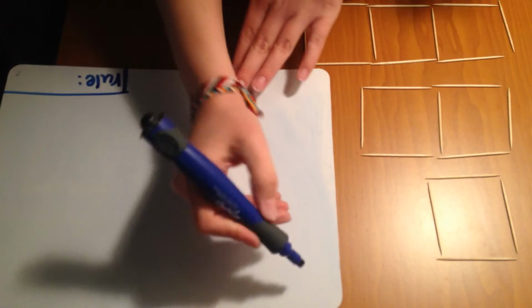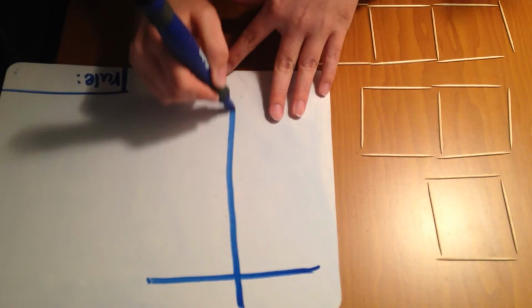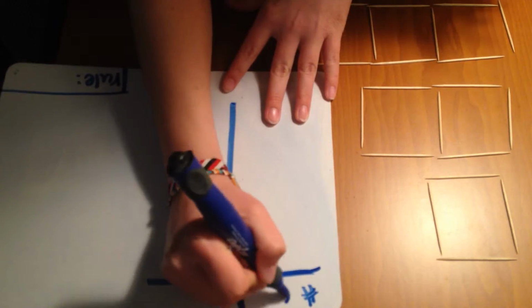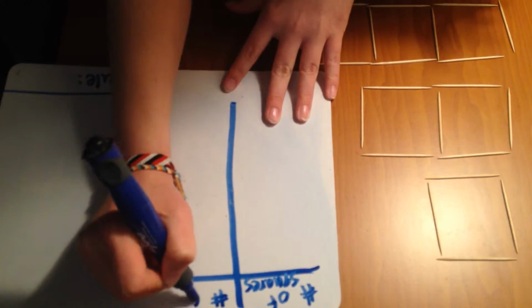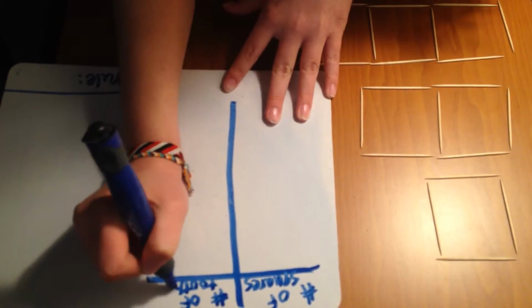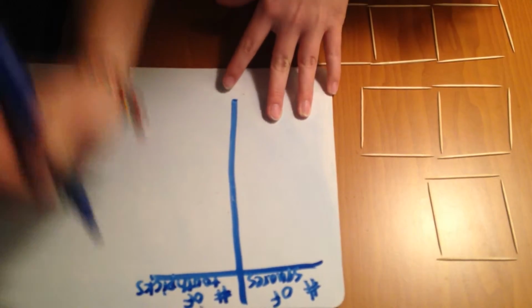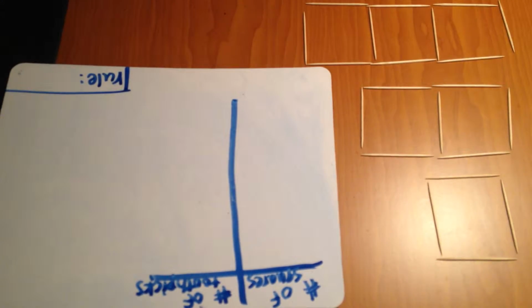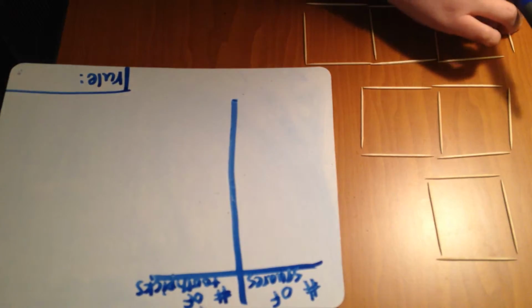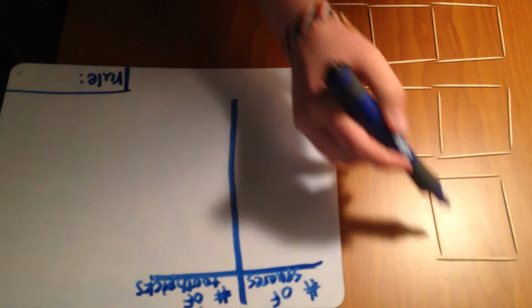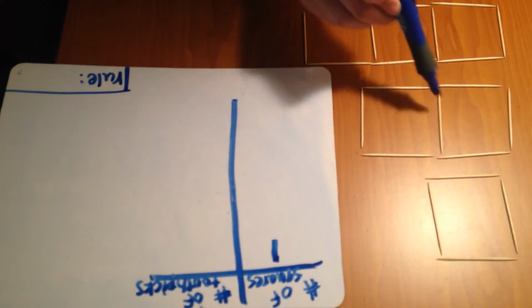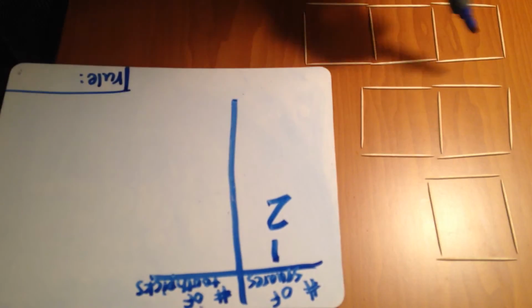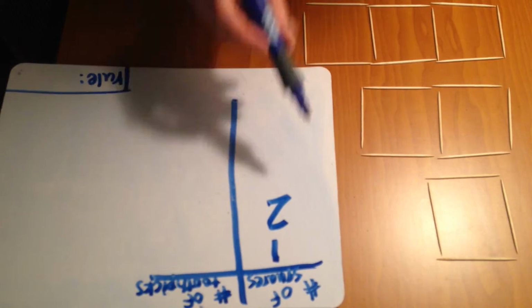And how we do this is we're going to start by creating a table. In our table, we have the number of squares on our left and the number of toothpicks on the right column, on the right side. What I mean by this is the number of squares would be 1, so I have 1 square there, 2 squares here, 3 squares here.